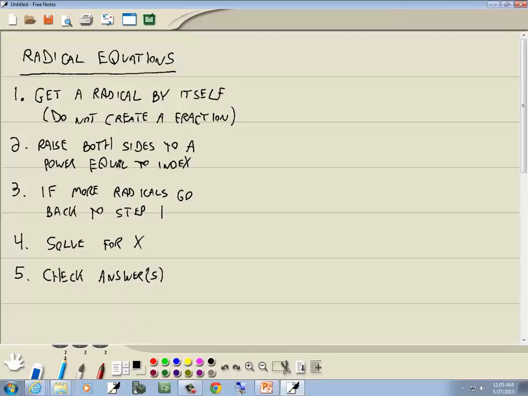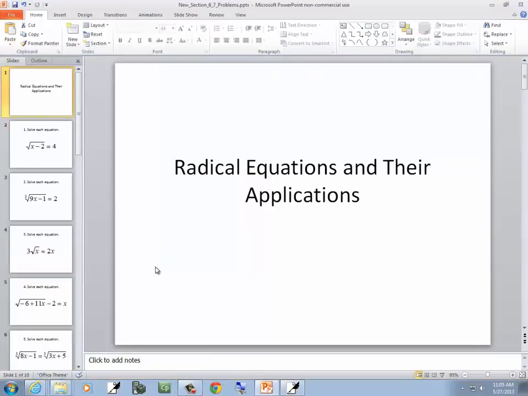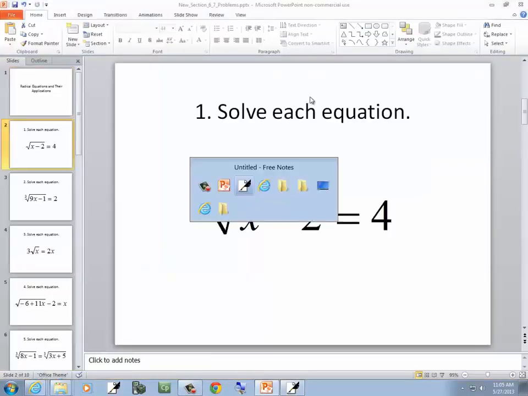What you'll find is that these steps will give you the correct answer, but sometimes will give you false answers also. So you have to check your answers. Let's take a look at our first problem.